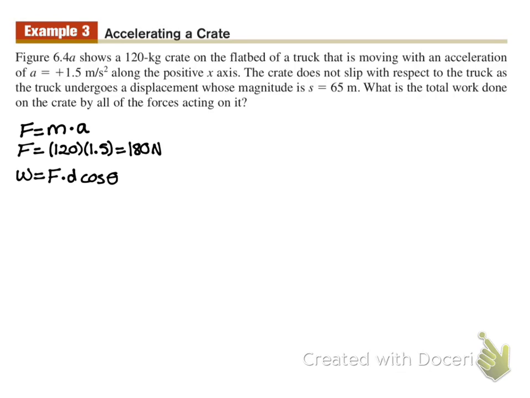So we can use the equation work is equal to force times displacement cosine theta, since they also gave us the displacement. So once we plug in the numbers, we get work equals 180, which is the force that we previously got, times 65, which is the displacement, and cosine 0. Now, theta is equal to 0 because the frictional force is in the same direction as the displacement. And when we multiply all of this together, we get that work is equal to 1.2 times 10 to the 4th joules. And that would be the final answer.